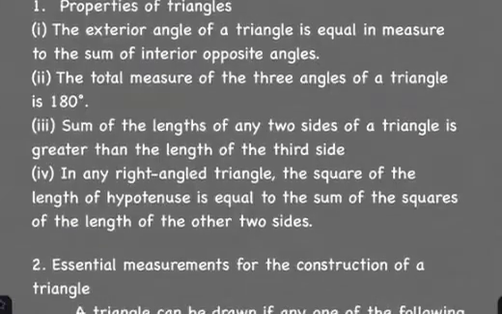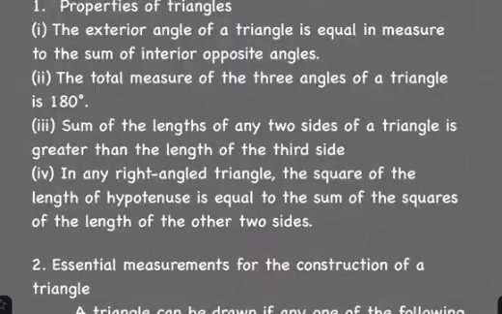Now, properties of triangles. The exterior angle of a triangle is equal in measure to the sum of interior opposite angles. The other property we learned was the total measure of the three angles of a triangle is 180 degrees, which is also called the angle sum property.